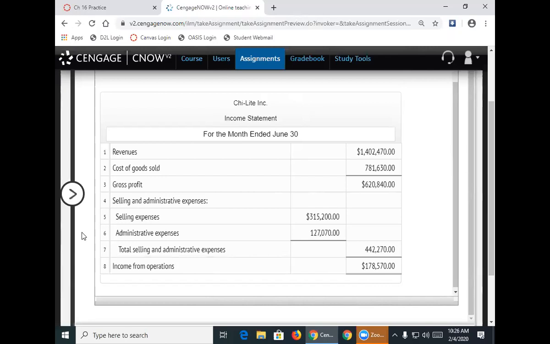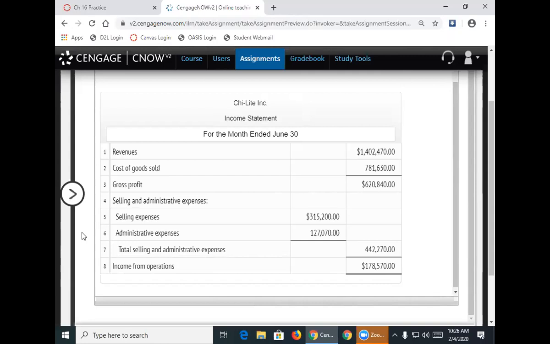Okay, so revenues minus cost of goods sold equals gross profit. I add up my total selling and administrative, and take gross profit minus that to get income from operations. That's really the same as last chapter too. And again, the only way they throw the curveball at you is if you had to calculate cost of goods sold, right?